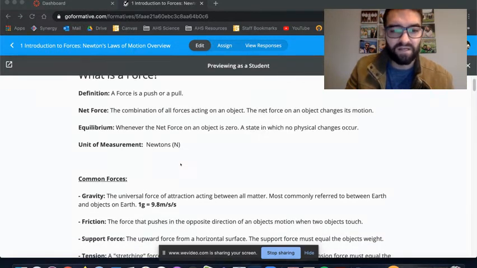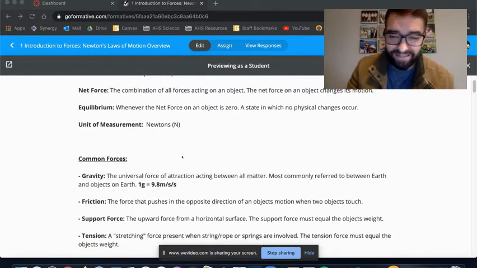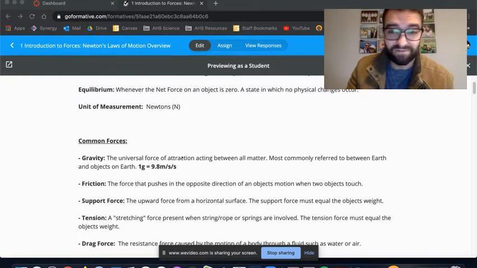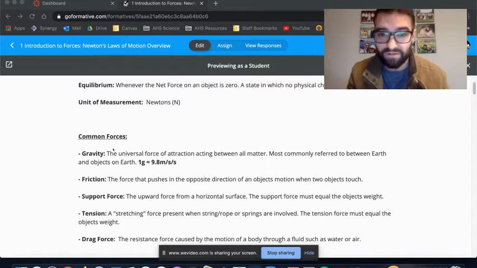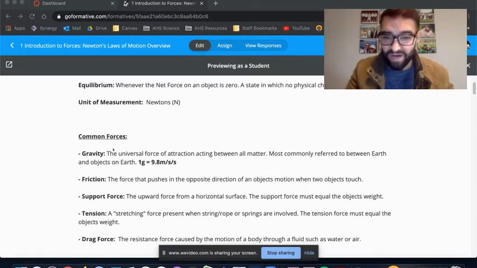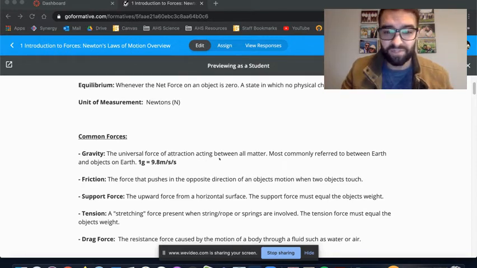Some common forces that I think most of you have probably heard of at least one or two or a few of these. Gravity is number one. We will talk about gravity a lot, as every scenario here on Earth that we can possibly look at has gravity. So this is a force that will always be present on Earth. It is the universal force of attraction acting between all matter, most commonly referred to between Earth and objects on Earth.